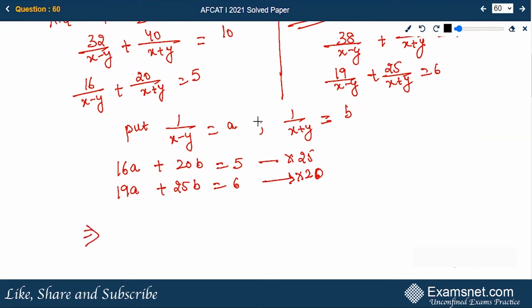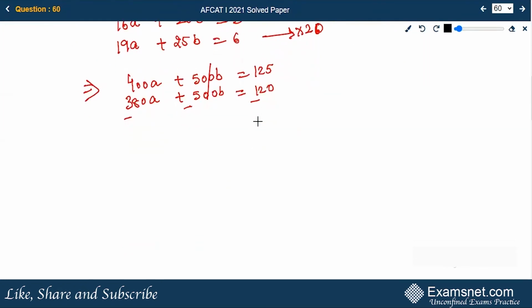you will have the two set of equations as when 16 is multiplied with 25, you get 400a plus 500b is equal to 125. Then 19 twos is 380 plus 500b is equal to 120. Minus, minus, minus. So they will cancel out each other.